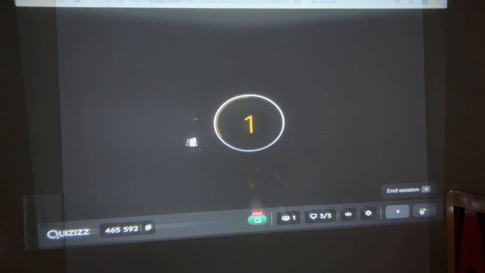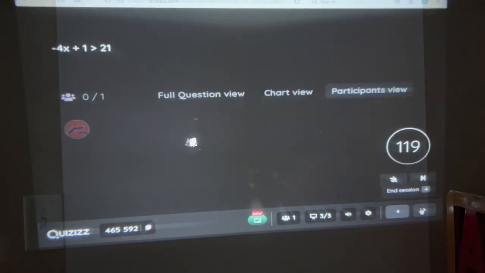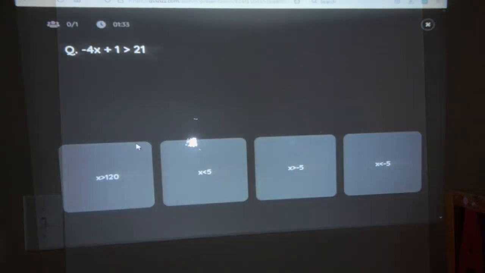In 3, 2, 1. Okay. -4x, can y'all see that? I know it's super tiny, I'm sorry. -4x plus 1 is greater than 21. So if you're there, it is my hope that you are actually trying this problem. The answer choices are: x is greater than 120, x is less than 5, x is greater than -5, and x is less than -5. Those are your answer choices for this particular problem.